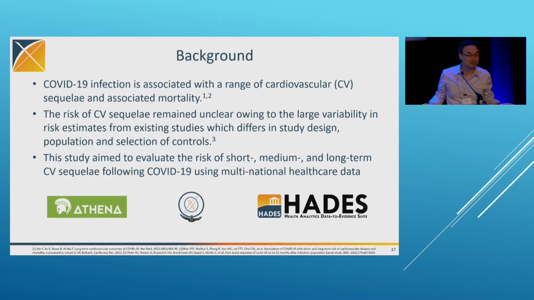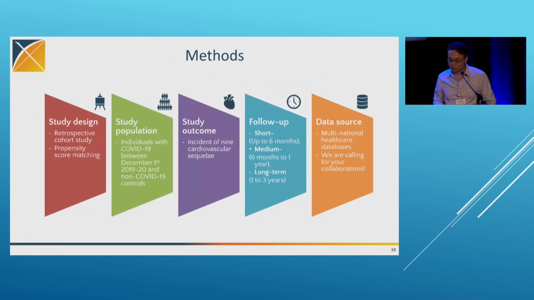Okay. So basically, for this particular talk, we are going to use a very simple method. We're looking into COVID-19 infection and its association with a range of cardiovascular diseases, looking into the short-term, medium-term, and also the long-term sequelae after the infection. The study design is quite simple: a retrospective cohort study using propensity score matching. For the study population, we're comparing the people with COVID-19 infection and the people without in a certain period of time, from December 1st of 2019, and then the long COVID-19 controls.